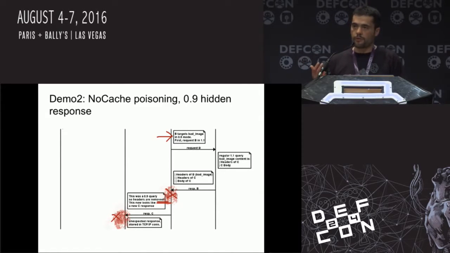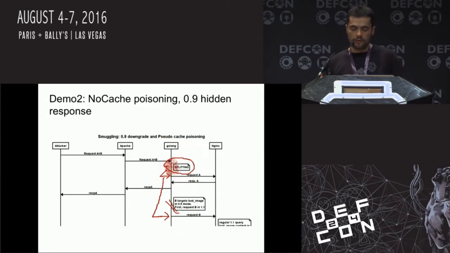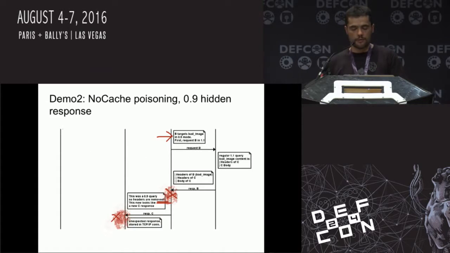But there's another problem. For Apache, there was only one request, and it gets one response. Then there's a new response which comes back, which was the response hidden in the image. And for Apache, there's nothing to do with this response, so nothing happens, and the response is stored on the TCP IP connection.